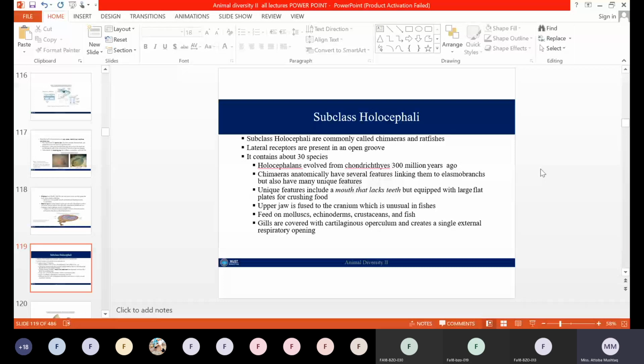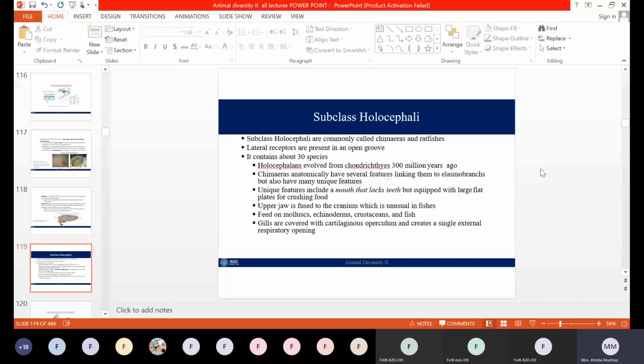Right? If we talk about the evolution of Holocephalans, they are thought to have evolved from Chondrichthyes nearly 300 million years ago. Since then, many specializations took place in Holocephalans, and these specializations include the formation of a gill cover, which I have discussed here, known as the operculum. Pharyngeal slits are covered by the operculum, so obviously they have a type of gill covering, which is known as the operculum.